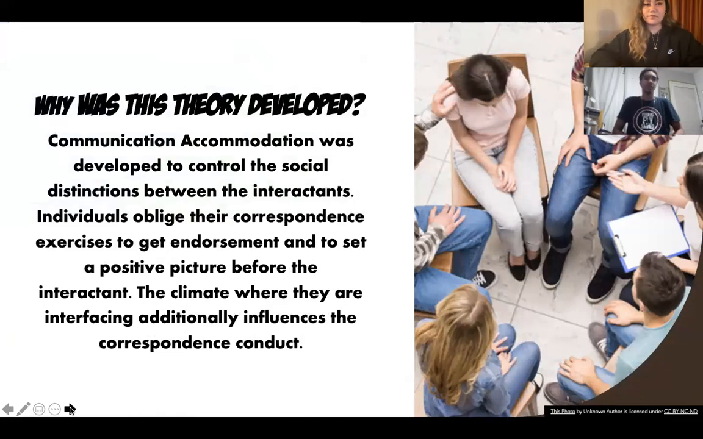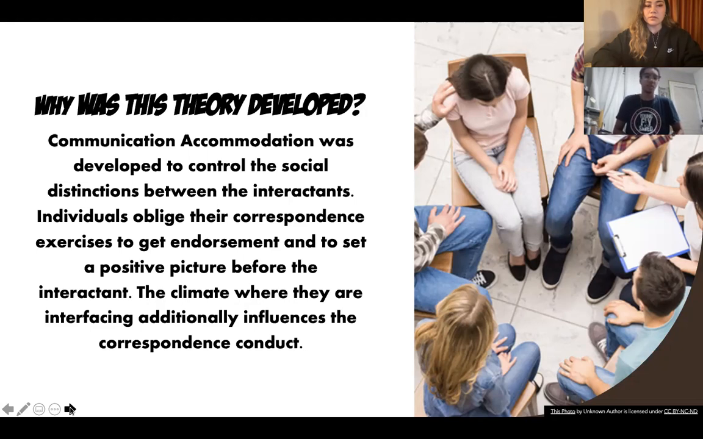So, why was this theory developed? The communication accommodation theory was developed to control the social distinctions between the interactants. And it's basically saying that anybody who is interacting, whether they have different social status, whether they be friends in a committed relationship, bosses and employees, anything like that, this theory was made so that we could apply it to these conversations and really make sure that people, no matter their backgrounds or different circumstances, were able to communicate effectively with each other.